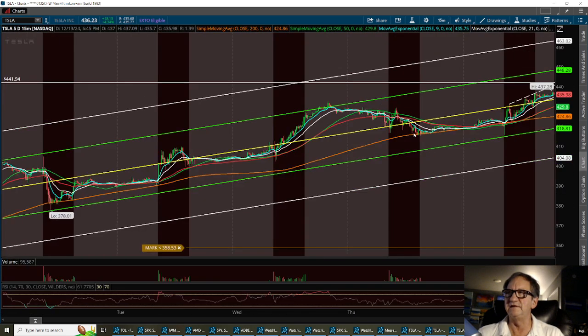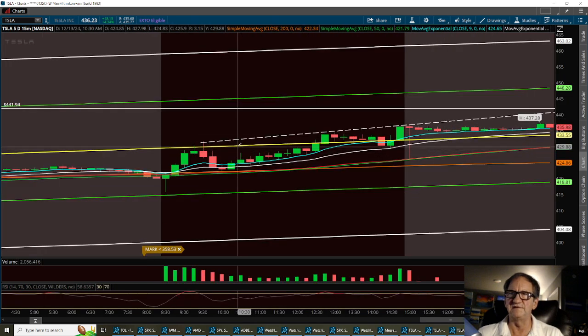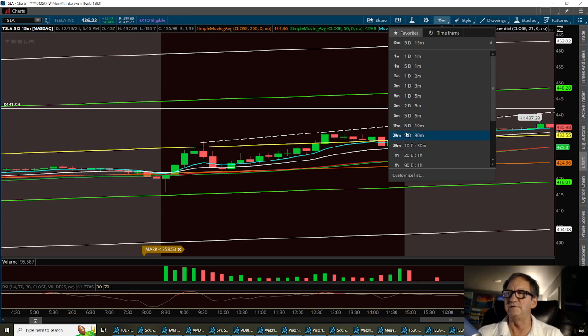You've got the 15-minute, same thing. You can see we hit the deviation again, and the same thing could happen, 448.28 area, but it still has to break that 441.94, which is the top of this channel right here. We've got a little overhead resistance, and I'll show you what time frame I got that off of.